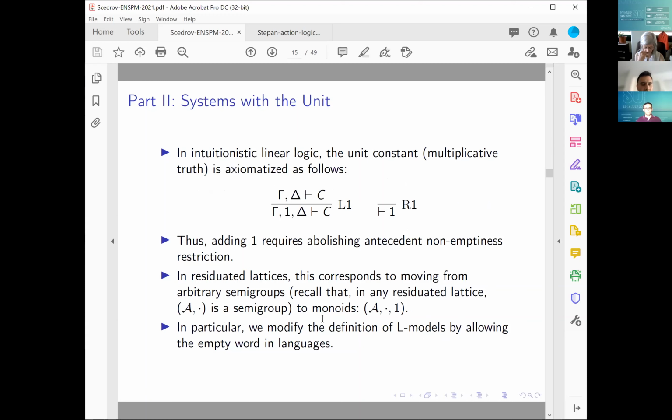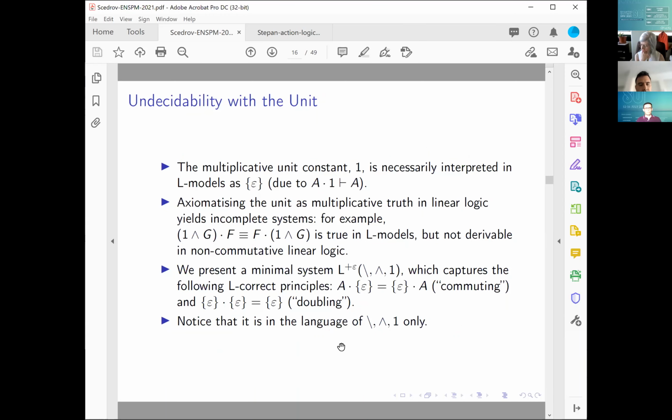So in particular, we now need to modify the definition of L models by allowing the empty word in languages, and therefore we also need to consequently modify the definitions of divisions, okay? Using the same formulas, but those formulas now mean something different because we are allowing the empty word. And you can quickly calculate that this unit constant, the multiplicative unit constant, is necessarily interpreted in L models as the singleton empty word. And this is because you have to have this thing be true in these models: A times one has to yield A for any formula A, okay?